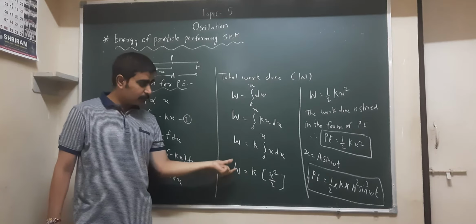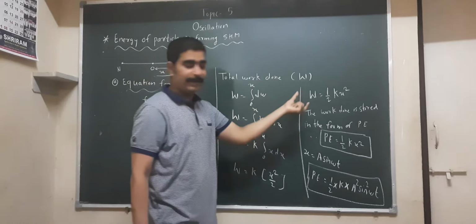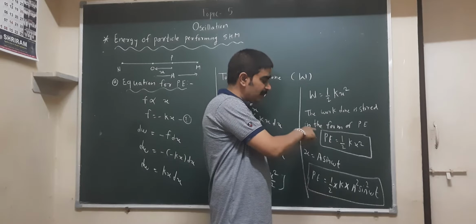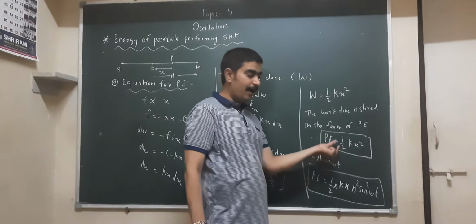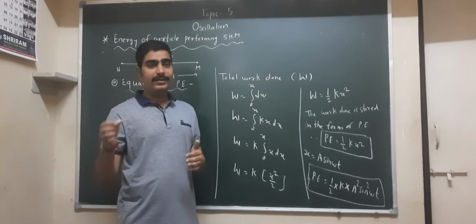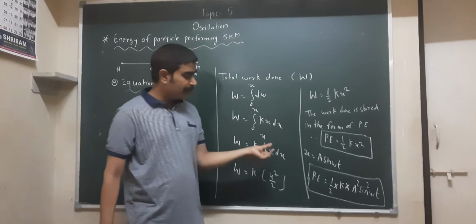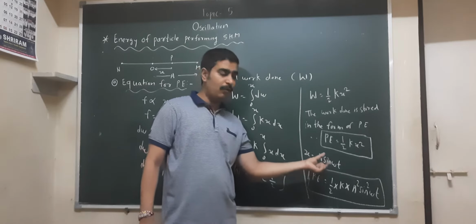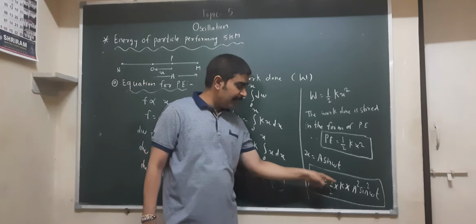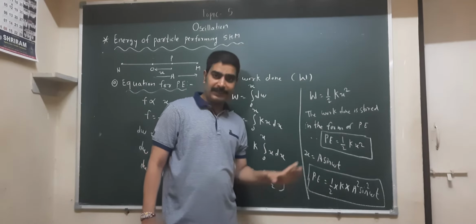So work done is equal to half kx square. Work done is stored in the form of potential energy. So the potential energy has the formula half kx square. Friends, we can write the formula in a different format also by substituting x is equal to a sin omega t. So the potential energy is half k a square sin square omega t.